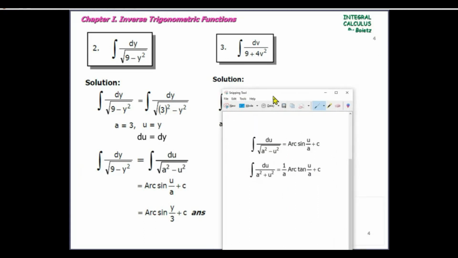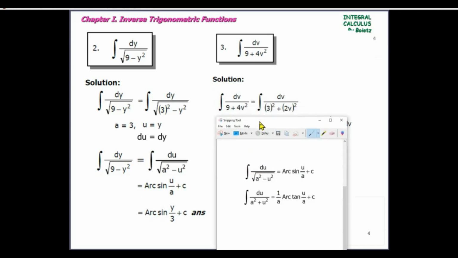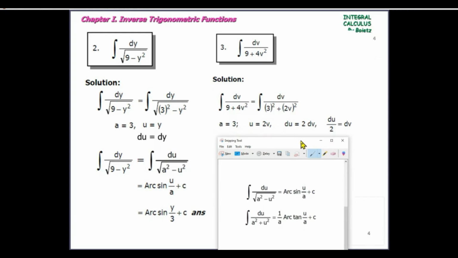The integral of db over the quantity 9 plus 4b squared. Convert it to a squared plus u squared. Just take the square root of both terms. The square root of 9 is 3. The square root of 4b squared is 2b. So therefore, this is your u and this is your a, where a is equal to 3, your u is equal to 2b, then du is equal to 2 db, where db is equal to du over 2.